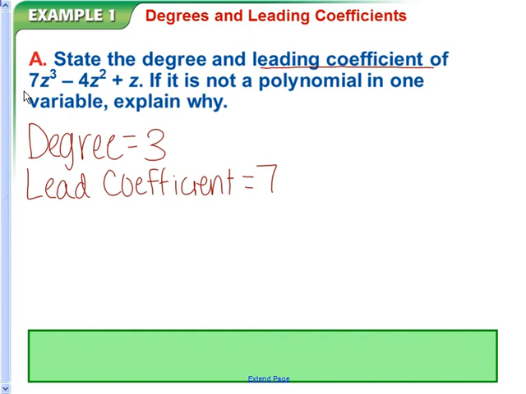Okay, and then if it is not a polynomial in one variable, explain. Well, this is a polynomial in one variable because there's only one variable given. We only have z. There's not an extra variable in, like, say, an x there. There's only one variable in this problem, so we don't need to explain that part. Okay, let's try another one.